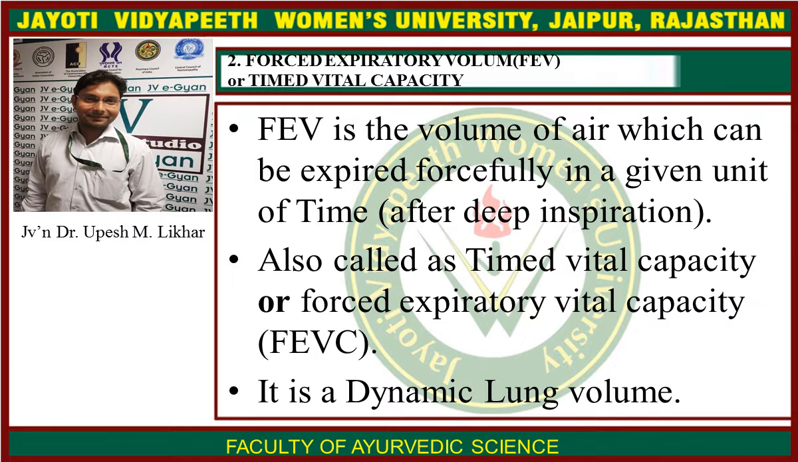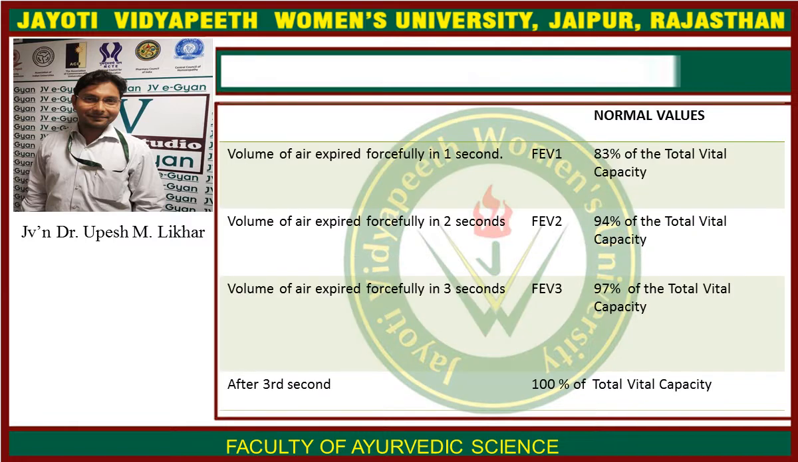Forced expiratory volume or timed vital capacity. Forced expiratory volume is the volume of air which can be expired forcefully in a given unit of time after deep inspiration. It is also called timed vital capacity or forced expiratory vital capacity. It is a dynamic lung volume. The table shows relation between forced expiratory volume and vital capacity.